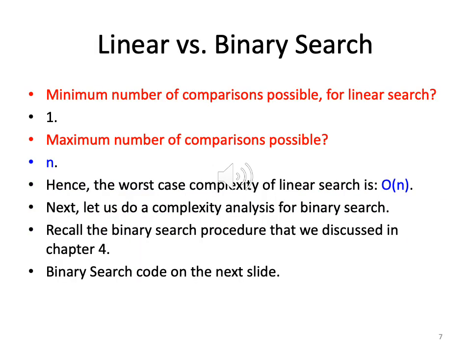Okay, so now I am on slide number 7. What is the minimum number of comparisons possible for linear search? Well, if we get extremely lucky, the first comparison we do, we get a match. So let's say the first array element is 2 and your search element is also 2. Again, here we assume no duplicates. So if we get extremely lucky, then our first comparison itself will be a success. So the minimum number of comparisons possible is, of course, 1. Okay. What is the maximum number of comparisons?